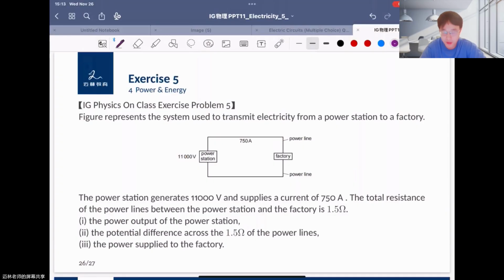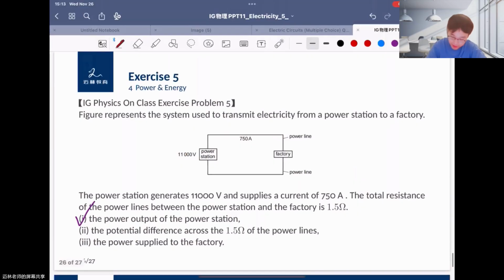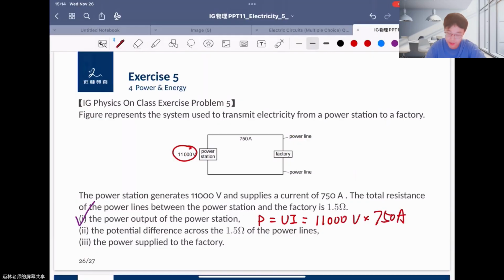Okay, so let's go through this question together, right? For the first question, it asks for the power output of the power station. For this question, I think the output of the power station just uses the formula, right? Power equals the potential difference U times the current I. So here U is 11,000 volts, right? And we have to multiply by the current, which is 750 amperes, right? So this is for the first question. Please remember what the unit for power is. Okay, this is for question one.